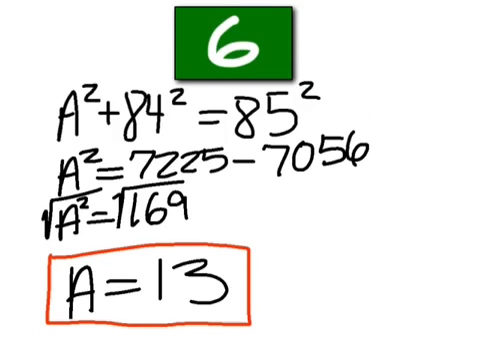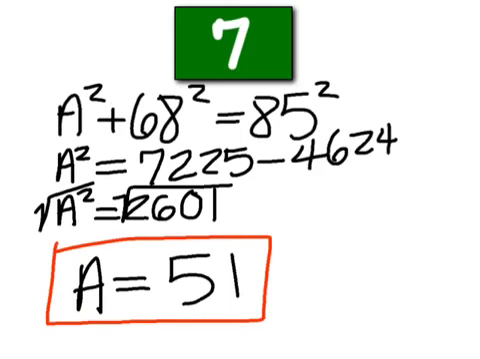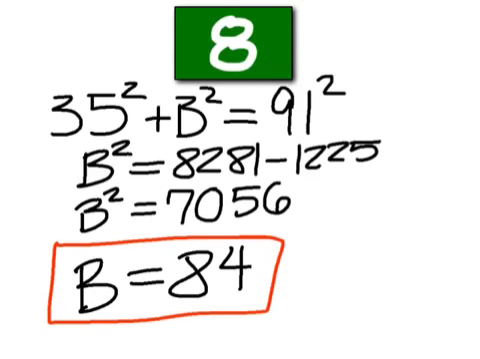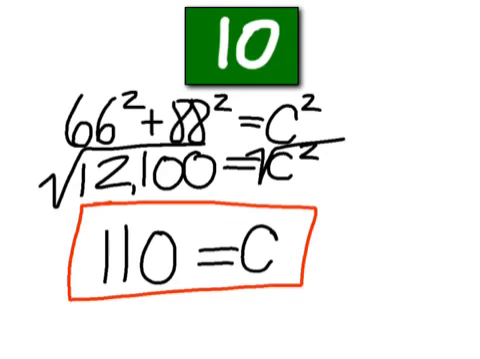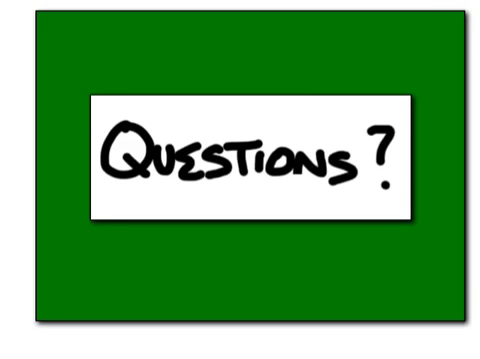Number 6, A equals 13. Number 7, A equals 51. Number 8, B equals 84. Number 9, A equals 28. And number 10, C equals 110. Okay, any questions on the homework?